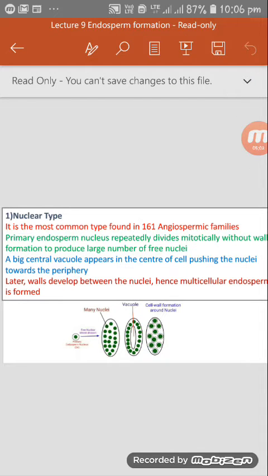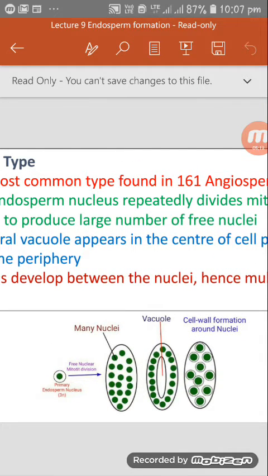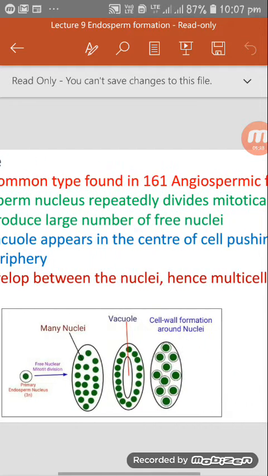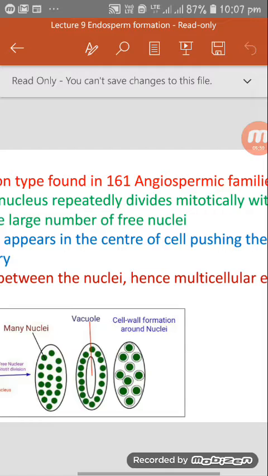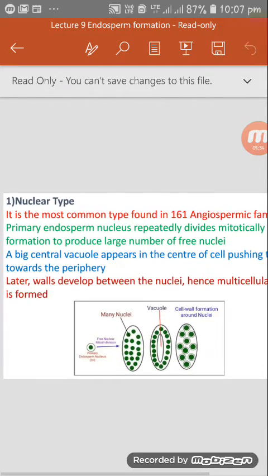So what happens in nuclear type? The primary endosperm nucleus divides mitotically. A large number of free nuclei are produced. A vacuole appears in the center of the cell, and later walls develop between the nuclei. This is termed as nuclear type.